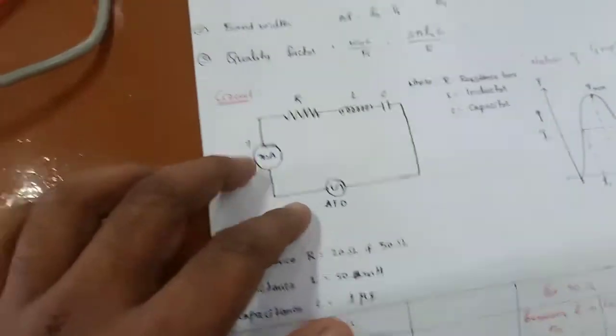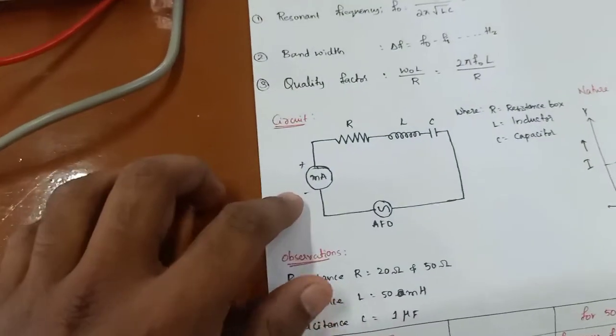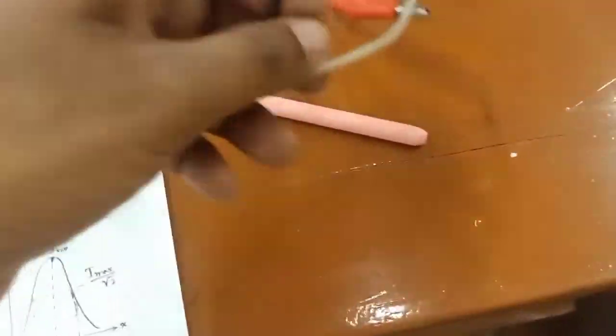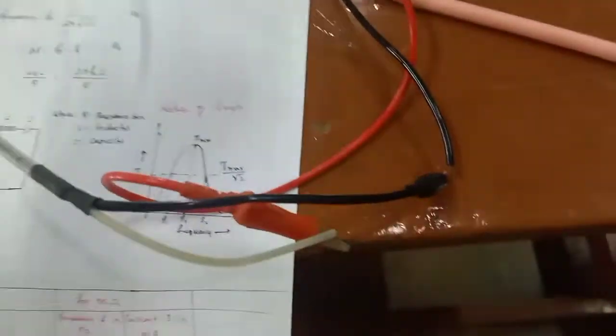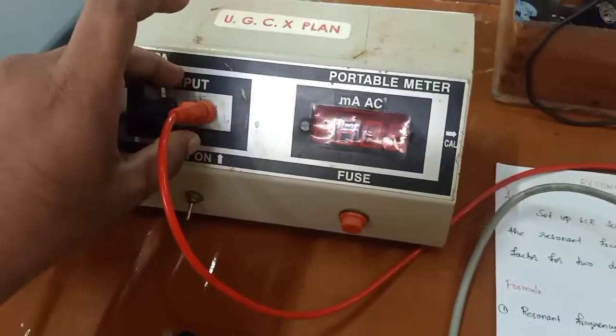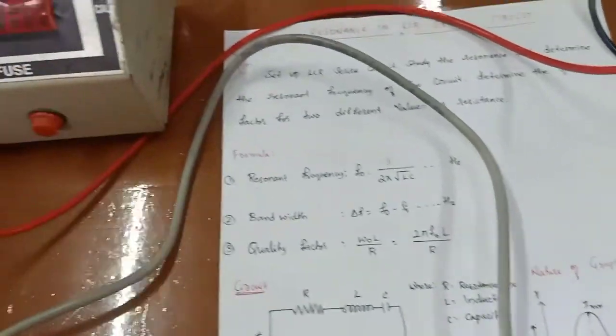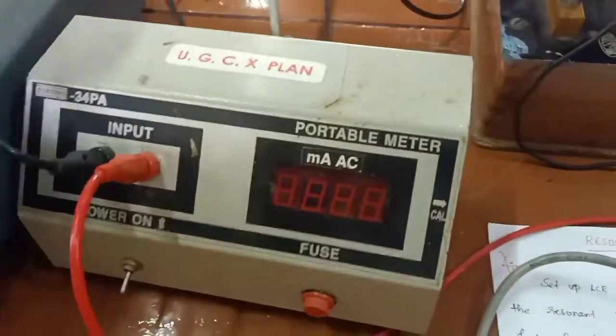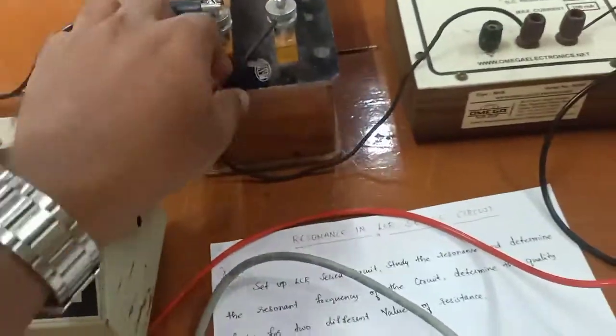And this is a circuit. I have already made the connections. Let me explain again. From the AFO, one terminal is connected to the negative of the milliammeter, this red wire is connected to the milliammeter, and again another wire is connected to the resistance, and this again resistance is connected.